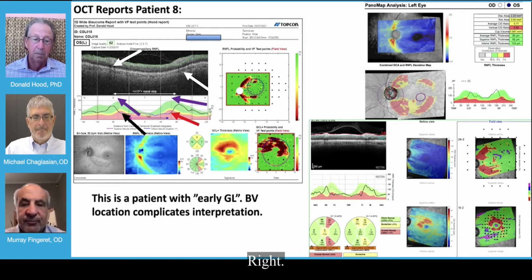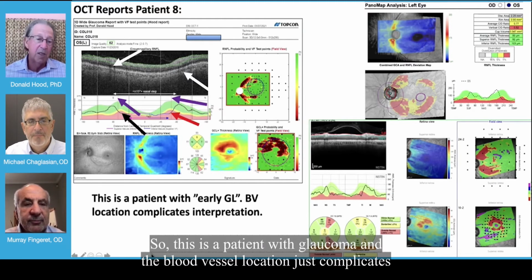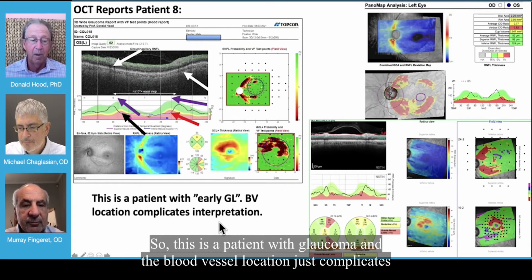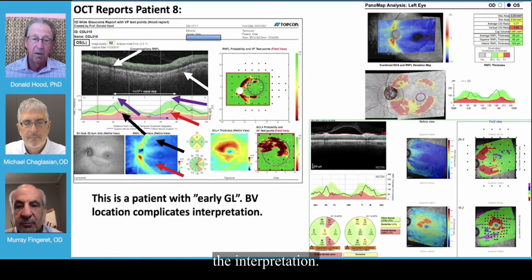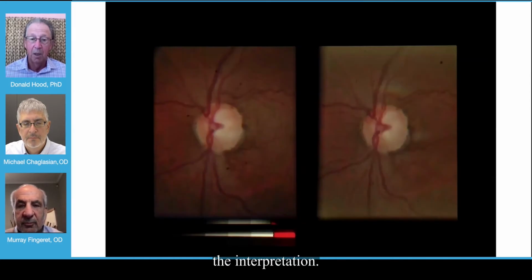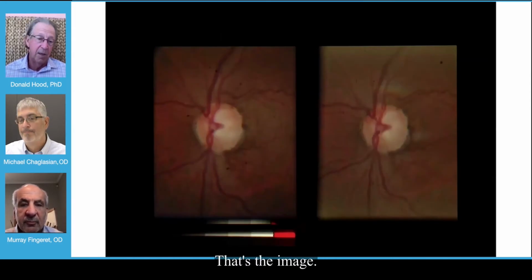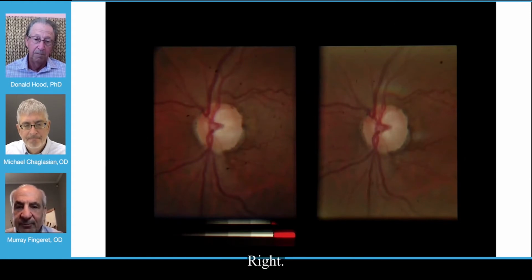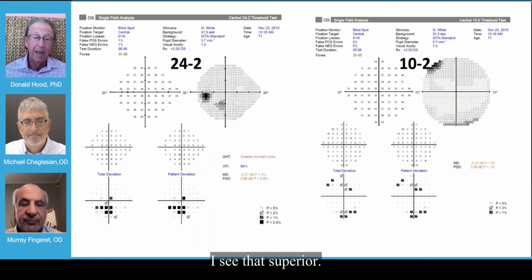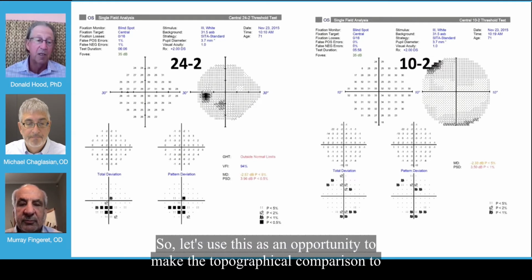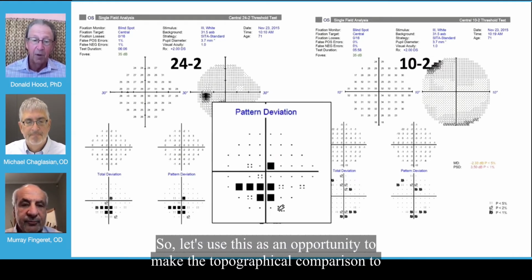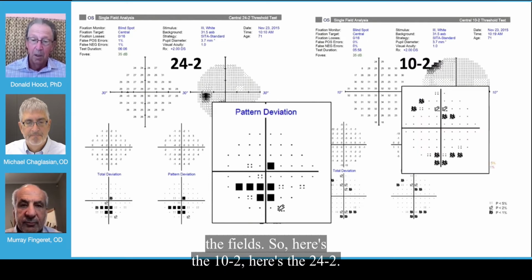Right. So this is a patient with glaucoma, and the blood vessel location just complicates the interpretation. That's the image. Clearly glaucoma damage. Right. You see that superior. And here are the fields. So let's use this as an opportunity to make the topographical comparison to the fields. So here's the 10-2, here's the 24-2.